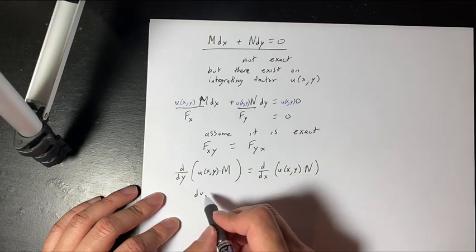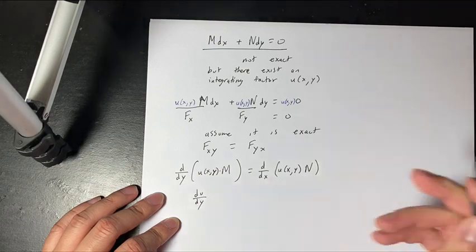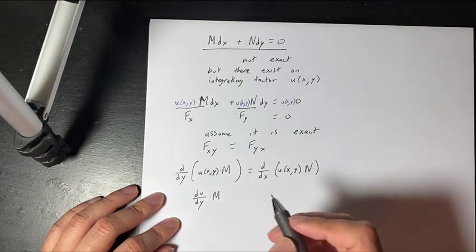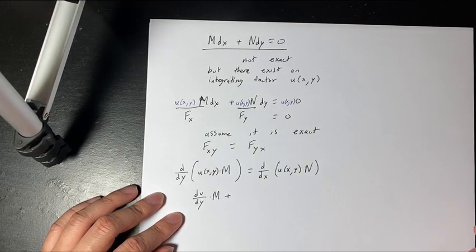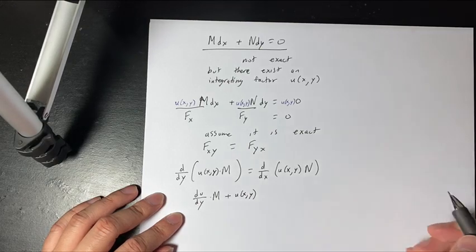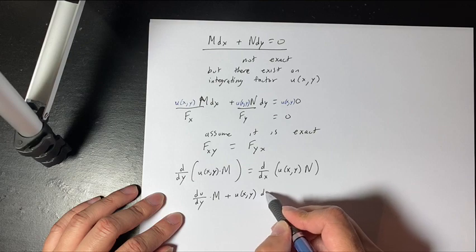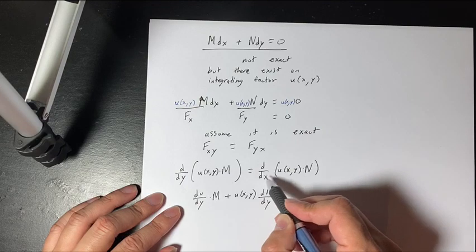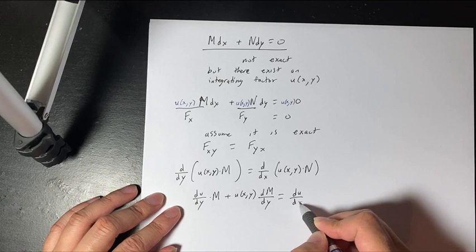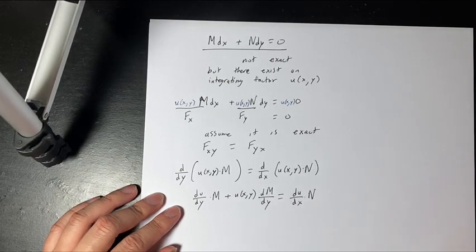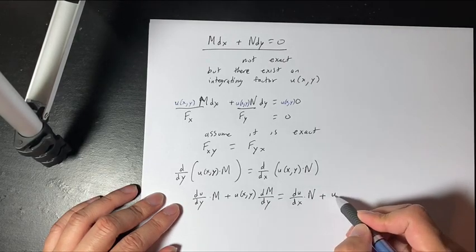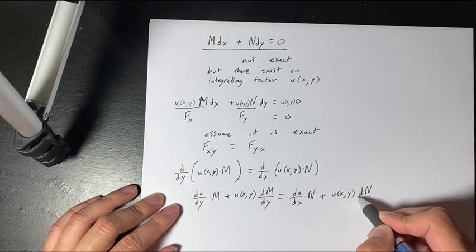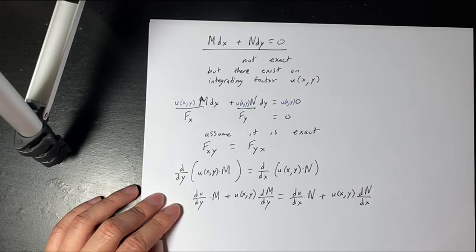So if you apply the product rule to this guy, you'll get du with respect to y, but I'm going to keep the M, plus I'm going to keep the u, and this is going to be dM dy, and is equal to, this is the product of u and N, so I'm going to differentiate the u with respect to x, keep the N, plus I'm going to keep the u, differentiate the N with respect to x.